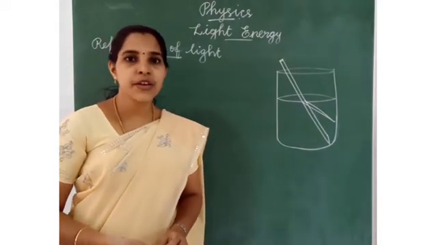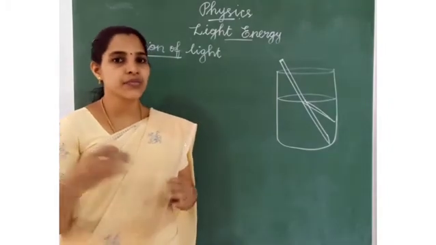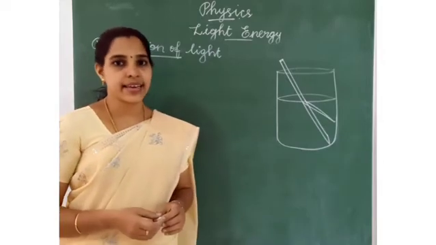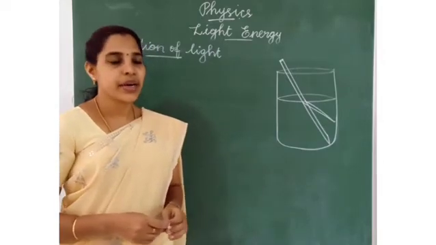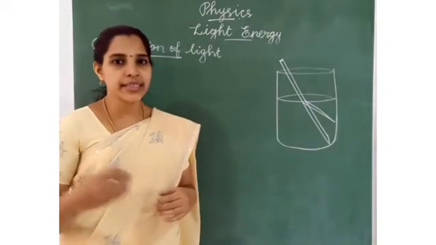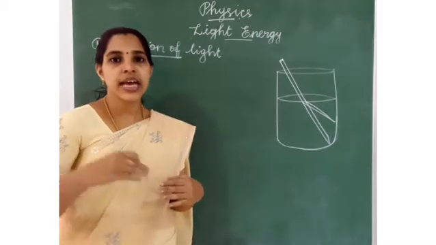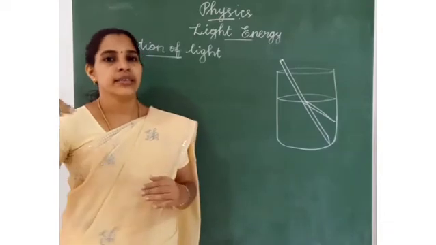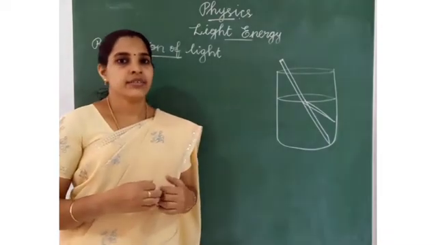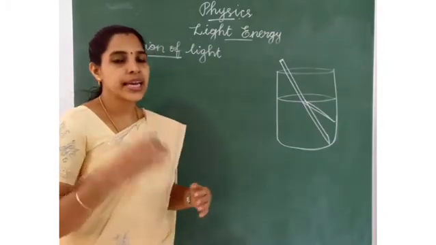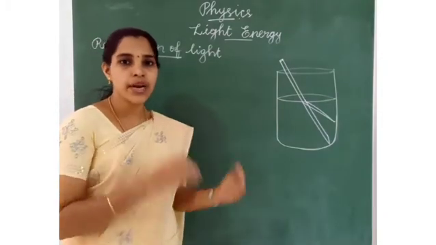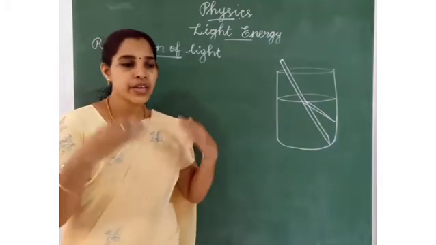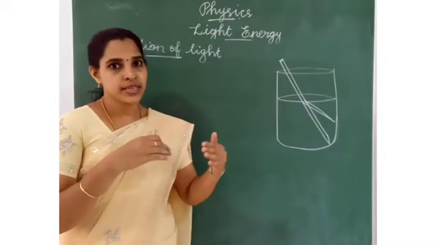Okay, what is refraction? How does the light travel from one medium to another medium? Normally light travels in a straight line. We all know that. But when a ray of light travels from one medium to another medium, for example, air to water, glass to air, or glass to water, it changes its direction. When we look at the object, it will appear bent.